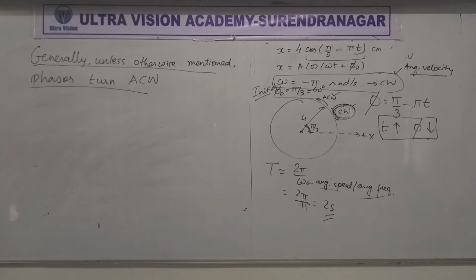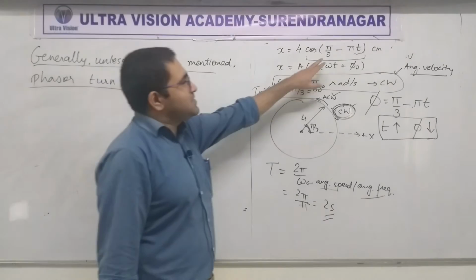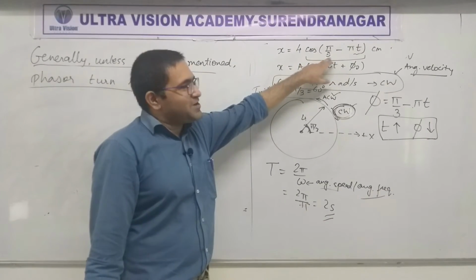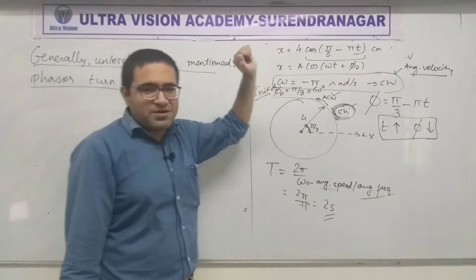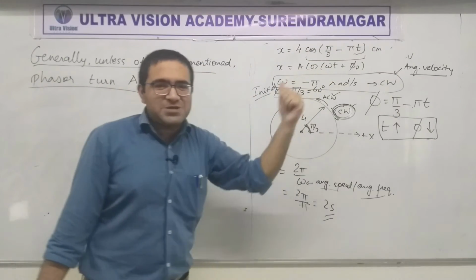Because pi by 4 is not given in the question, Gracie. This is pi by 3. Why are you so insistent upon pi by 4? In the question, pi by 3 is given. Why should I take pi by 4?